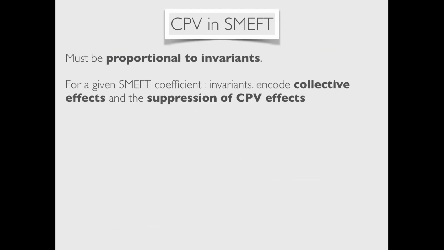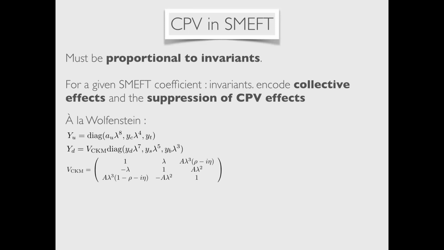Okay, so that's all I wanted to say about how we build those invariants, and now I will comment a bit on CP violation in the SMEFT using those invariants. CP violation must be proportional to invariants, simply because if they all vanish, there's no CP violation. So any observable can be rewritten in terms of invariants. And as we said, for a given SMEFT coefficient, they encode collective effects, and they also encode suppression of CP violating effects. So the best way to see it is to do an analysis a la Wolfenstein.